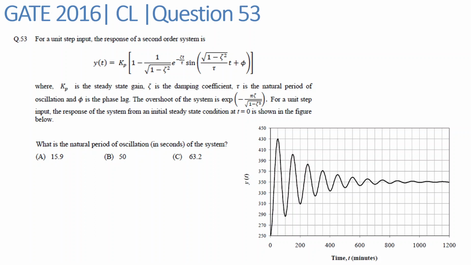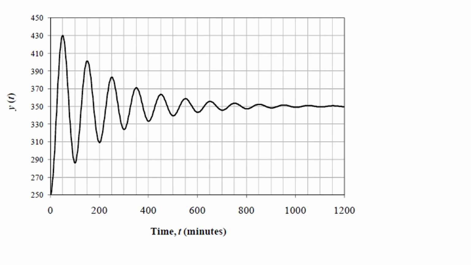For a unit step input, the response of the system from an initial steady state condition at t equal to 0 is shown in the figure. What is the natural period of oscillation of the system in seconds? Let's take a look on the solution of this question.